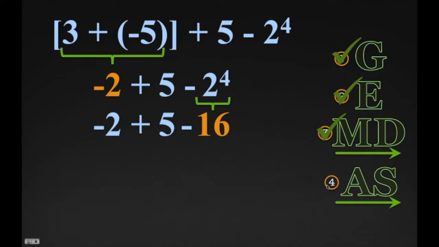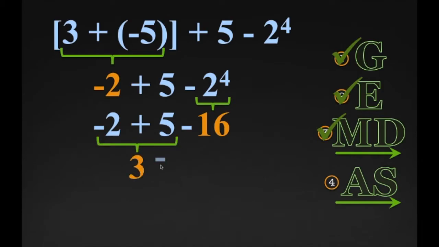And then we'll go on to step 4, which is done the same exact way. We look from left to right, addition or subtraction, whichever comes first. Well, from left to right, we'll start here on the left. We'll look left to right, and we see negative 2 plus 5 first. So we'll do that first. So what's negative 2 plus 5? That gives us positive 3.